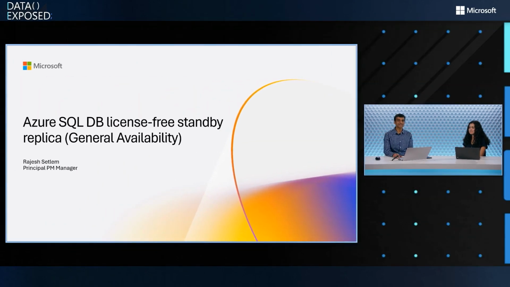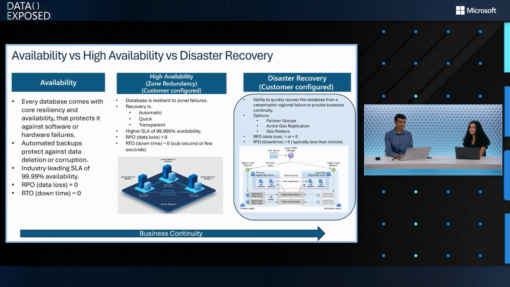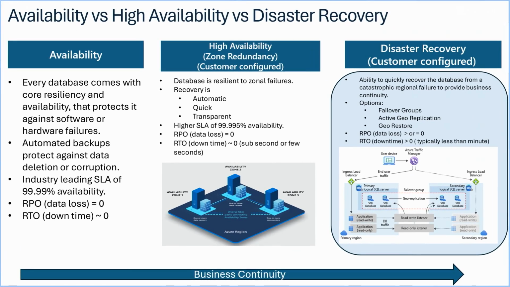So my name is Rajesh. I'm a principal PM manager in the SQL DB team. And today we are going to talk about Standby Replica. And before we touch upon what Standby Replica is and give you a refresher, at a high level, we talk about three pillars in business continuity: availability, high availability, and disaster recovery. And Standby Replica falls in the disaster recovery category.